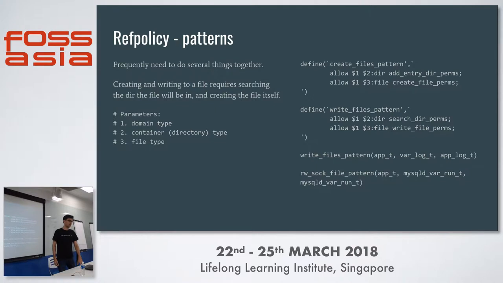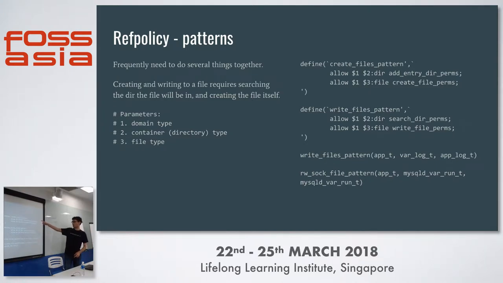And then on top of that, there's patterns, which usually you need to do a whole bunch of things together, more than just the permissions. So if you need to read a file, it's inside a directory, so you need access to the directory first to be able to get the file. So if you want to just read the file, you need to search the directory. And if you want to create a file, you need to add an entry into the directory on top.